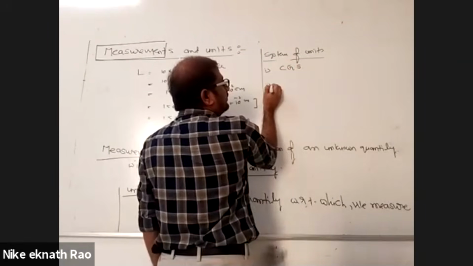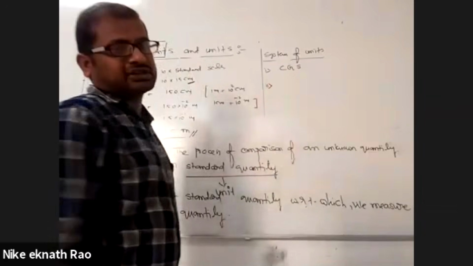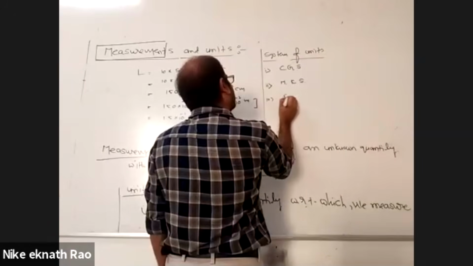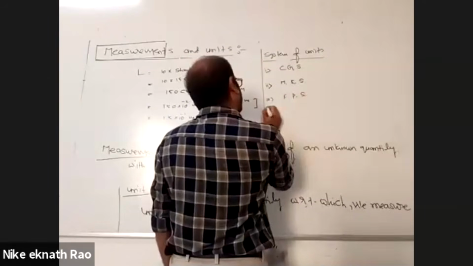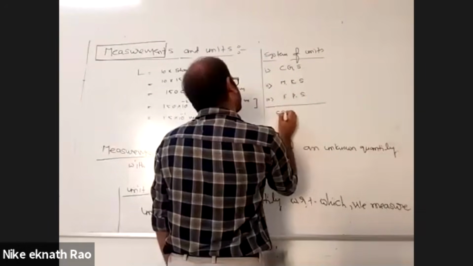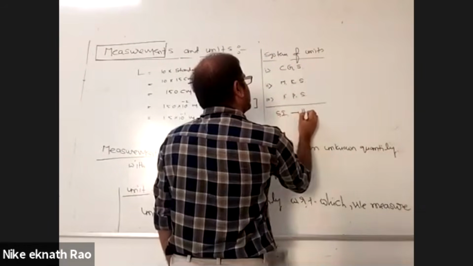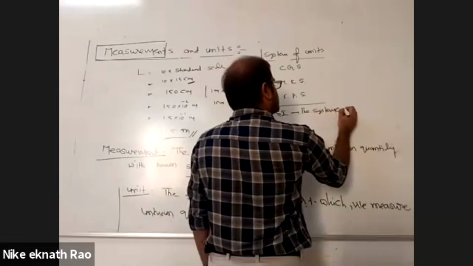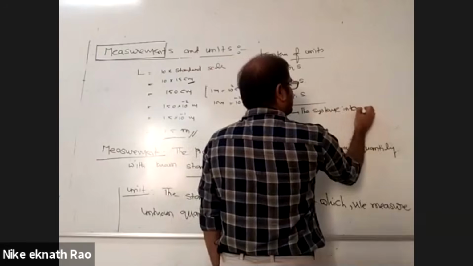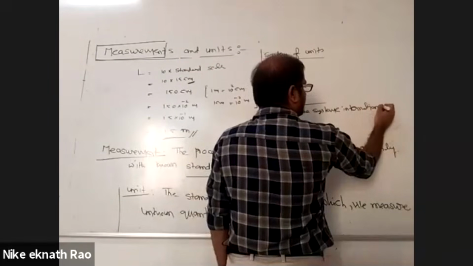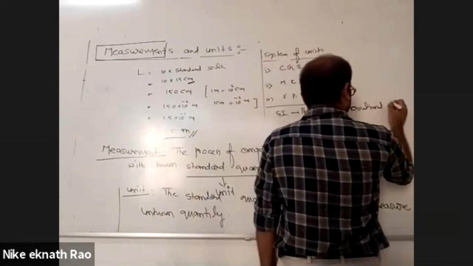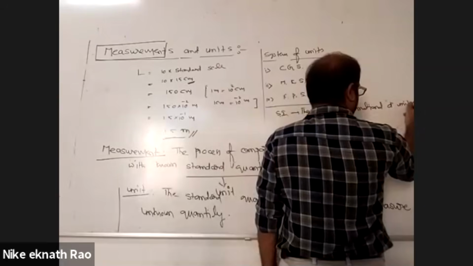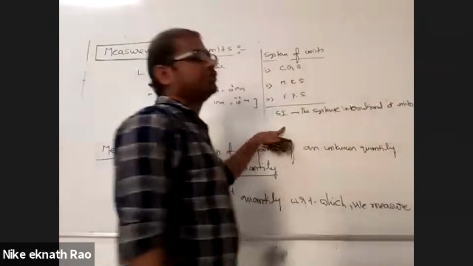System for measuring the physical quantities. I will define what are physical quantities also. And what about FPS? Nowadays, more generally we are using the SI system, the System International. Nowadays, we are talking about this SI system.